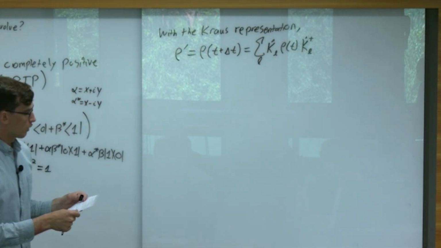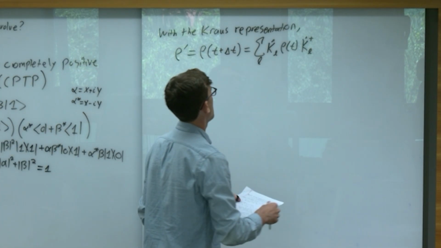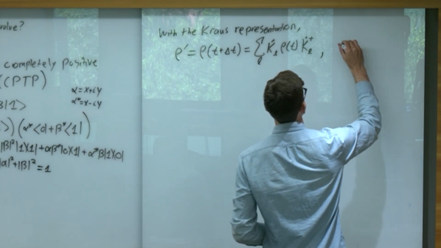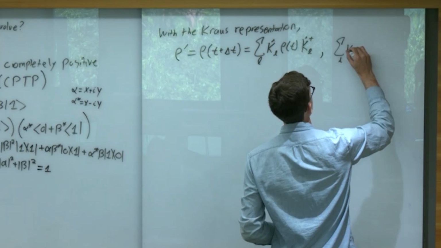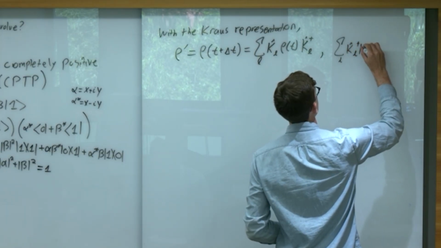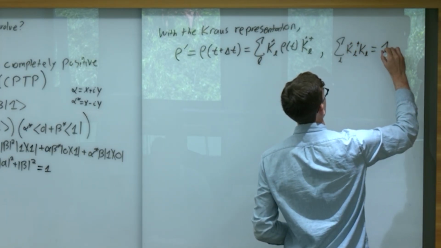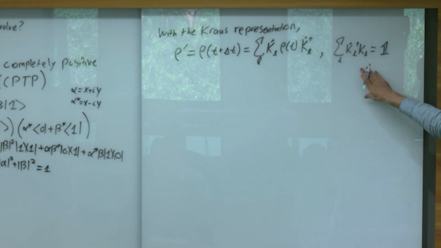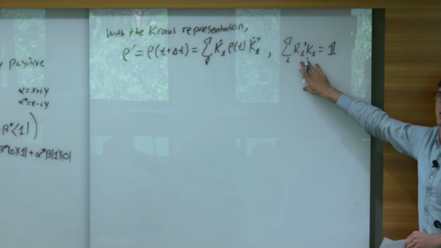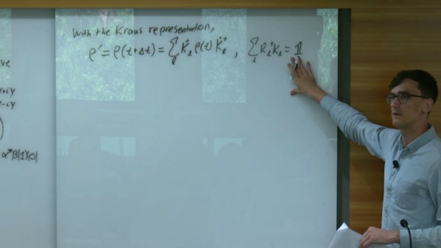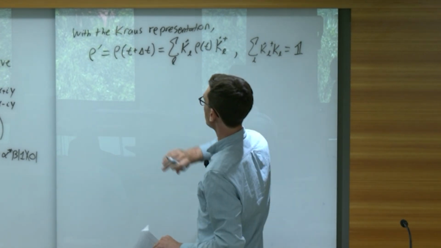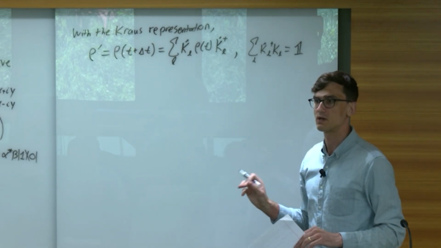Great. So what's going on here? And I'll say one more thing. We also require that the sum on L of K_L dagger K_L has to equal not 1, but the identity, right? Because these are operators, the sum has to equal the identity operator. So it's maybe easiest to see what's going on here by considering a few examples.